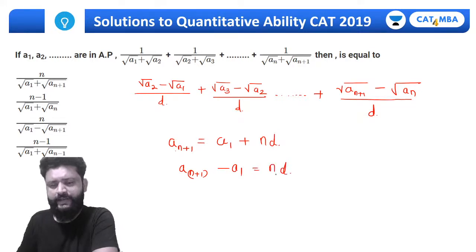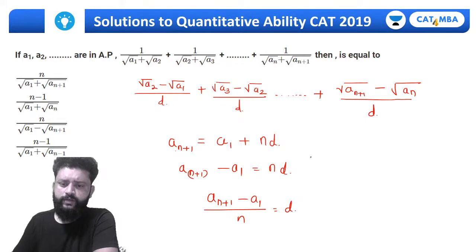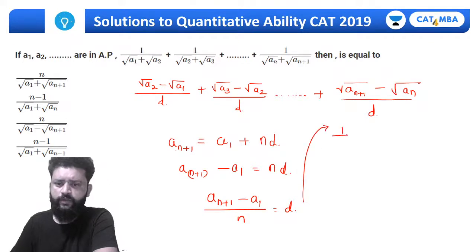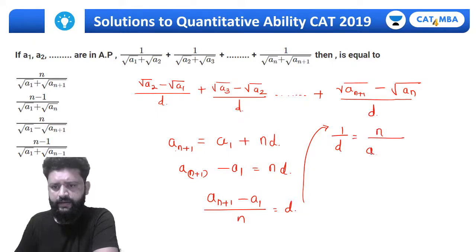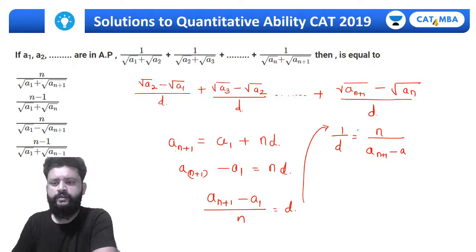equal to n into d. So 1 by d, I am trying to take its value from here in terms of a(n+1) minus a1 upon n, this is d. So definitely 1 upon d will be n upon a(n+1) minus a1, right? So let's put it here.